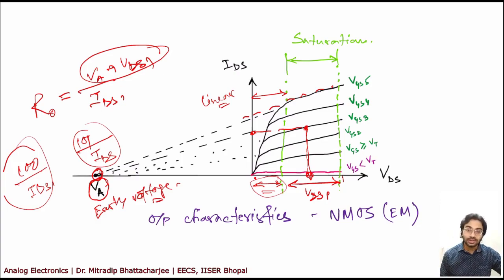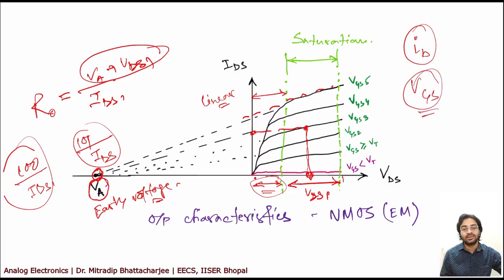Your input was current, that is IB. However, in this case, it is a voltage control device. So your input is VGS. Now, as BJT is a current control device, your input resistance will be lower compared to this MOSFET. In case of BJT, your input resistance will be lower.